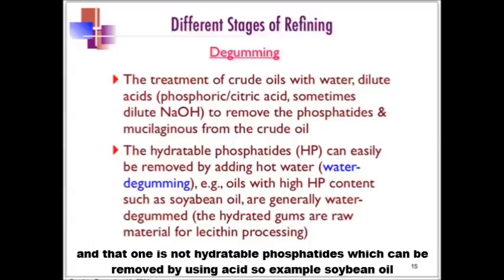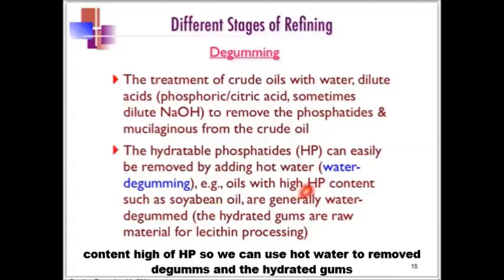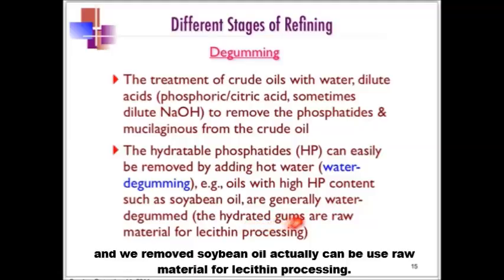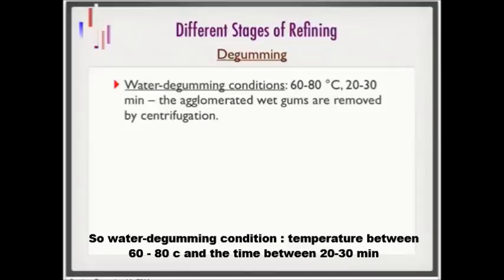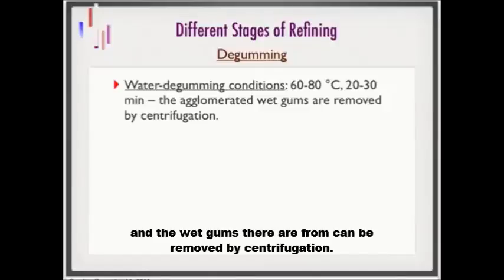So for example, soybean oil contains a high amount of hydratable phosphatides. So we can use hot water to remove the gums, and the hydrated gums that we remove from the soybean oil actually can be used as a raw material for lecithin processing. So for water degumming, these are the conditions: the temperature between 60 to 80 degrees Celsius, and the time between 20 to 30 minutes. And the wet gums that are formed can be removed by centrifugation.